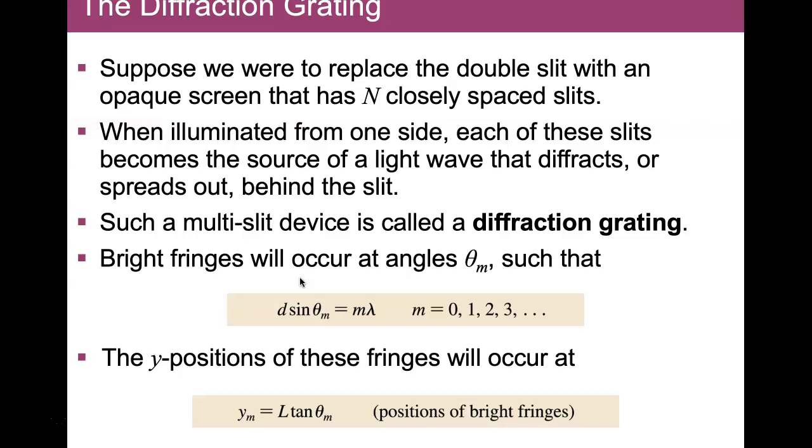Now, the next topic I want to talk about is something called the diffraction grating. The idea is that instead of having just two slits, you have n closely spaced slits. The motivation for this is that it gives very narrow bright fringes, so it just makes experimentation much easier. The bright fringes will be very localized and well separated.